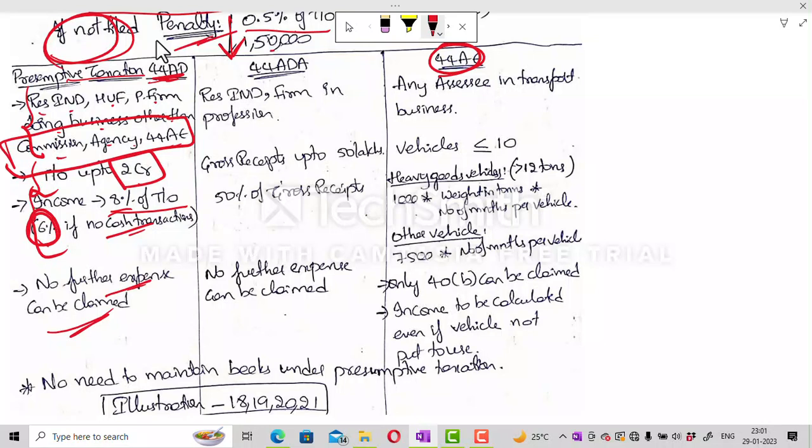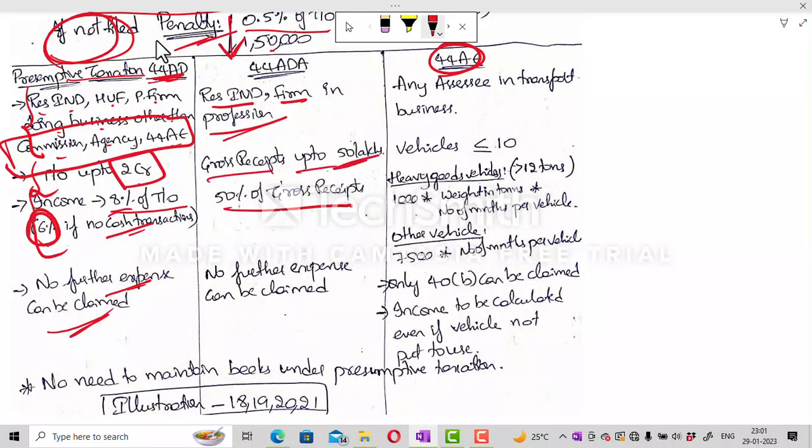44ADA. This is for resident individuals or firms in profession. See here, this is not given for companies. This is for individuals, small people who cannot get their audit done. Then they can do like this. They can declare 8% of turnover as income or 50% of gross receipts as income, and they can skip the maintenance of books of accounts. But the gross receipts should be up to 50 lakhs.